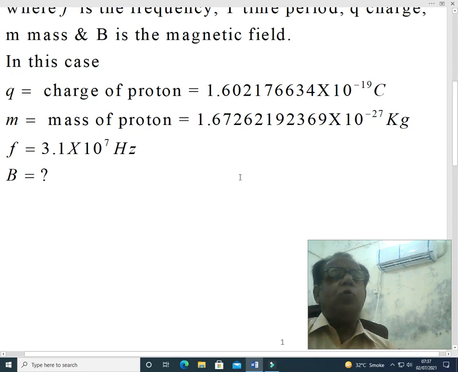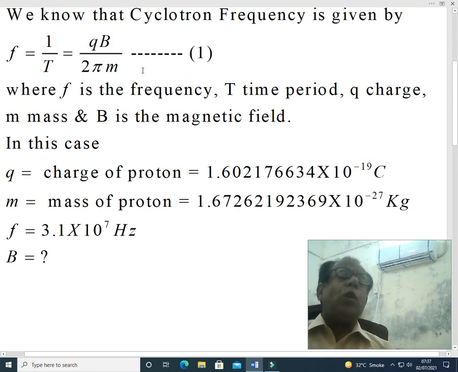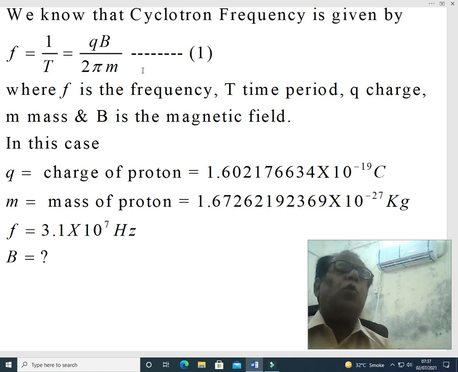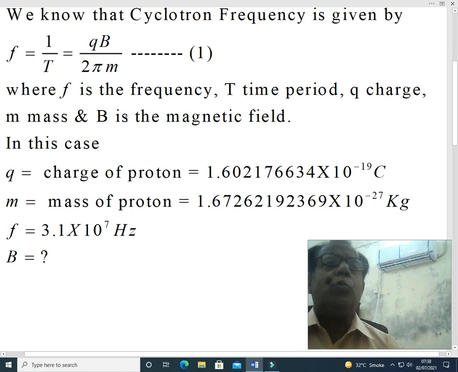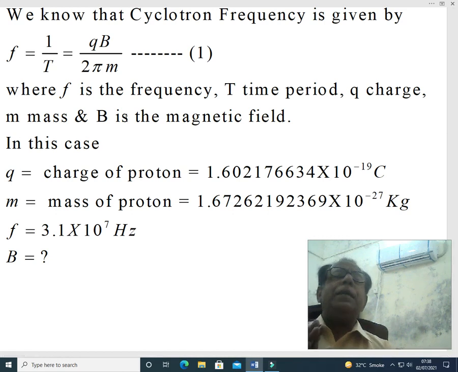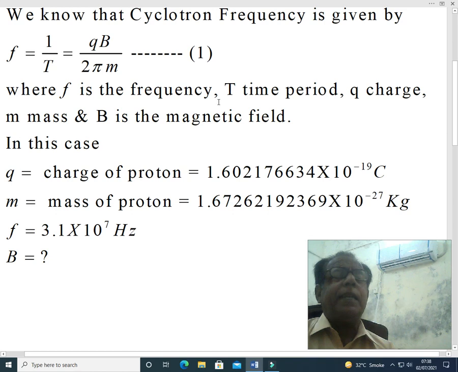Now f is the frequency given in this statement, which is 3.1 × 10^7 hertz. So in equation number 1 we have the value of f, value of q, value of m. The value of pi is always constant, 3.14. 22/7 is approximately pi, and we know that pi has a decimal representation which is non-repeating and non-terminating. This is a separate discussion. We do not go into this detail.